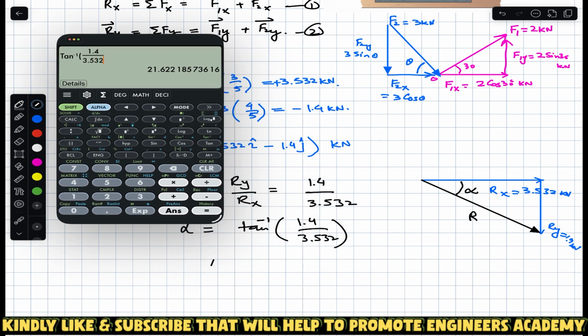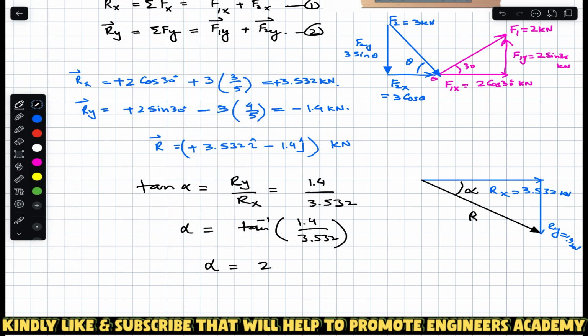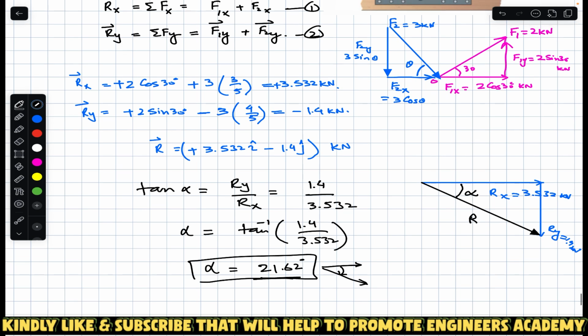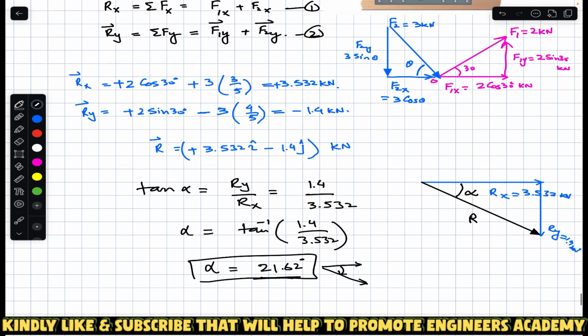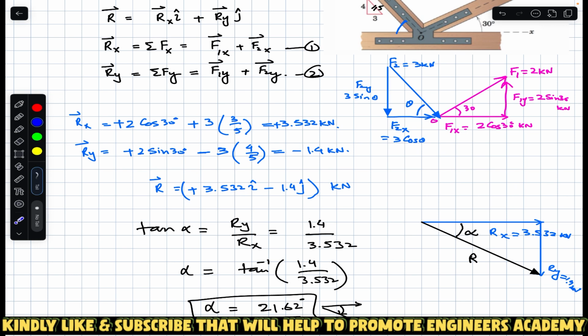So we can say that angle alpha is equal to 21.62 degrees, and the angle is with the positive x-axis but in the clockwise direction. So we must show the direction of the angle, which is clockwise. So the resultant is making a 21.62 degree angle with the positive x-axis. This is one way of solving this problem, by finding the summation of the x component and the summation of the y component, and then taking tan alpha and finding the angle.